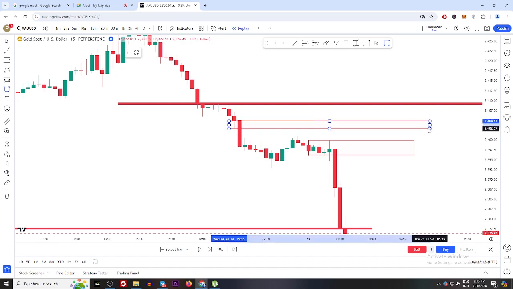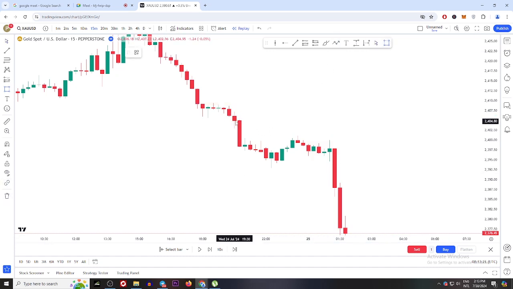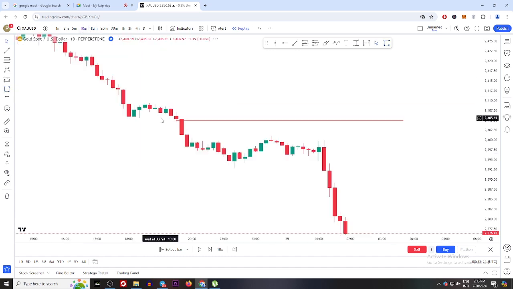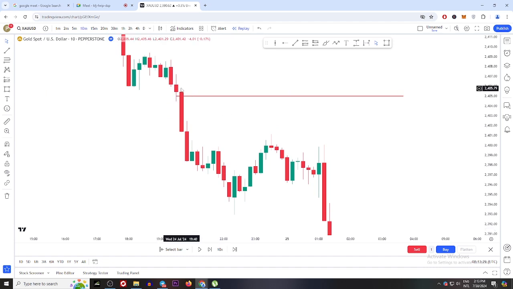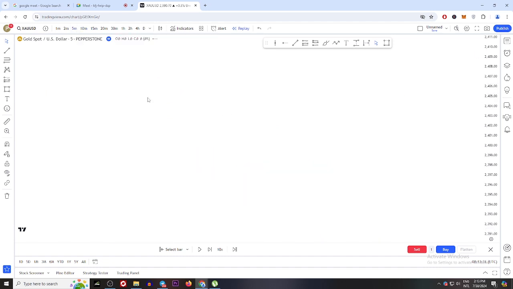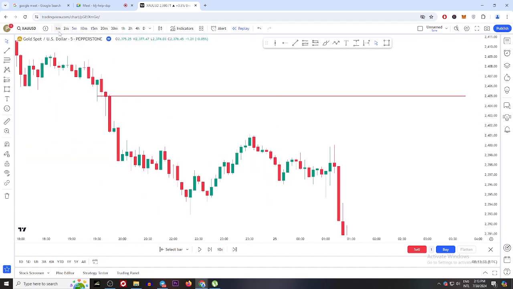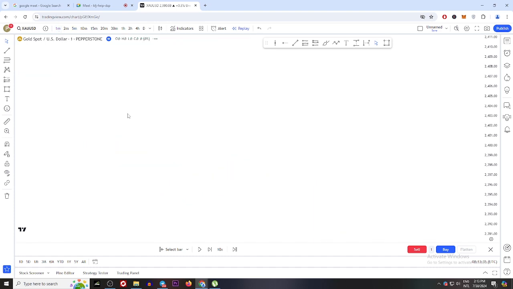Like, choose this area and remove everything else. Only go for this particular area. Go to the 10-minute. Do we have anything yet? No, the gap level is still the same, right? Let's go to the 5-minute. Do we have anything? Nothing. Go to 3 minutes. Nothing.